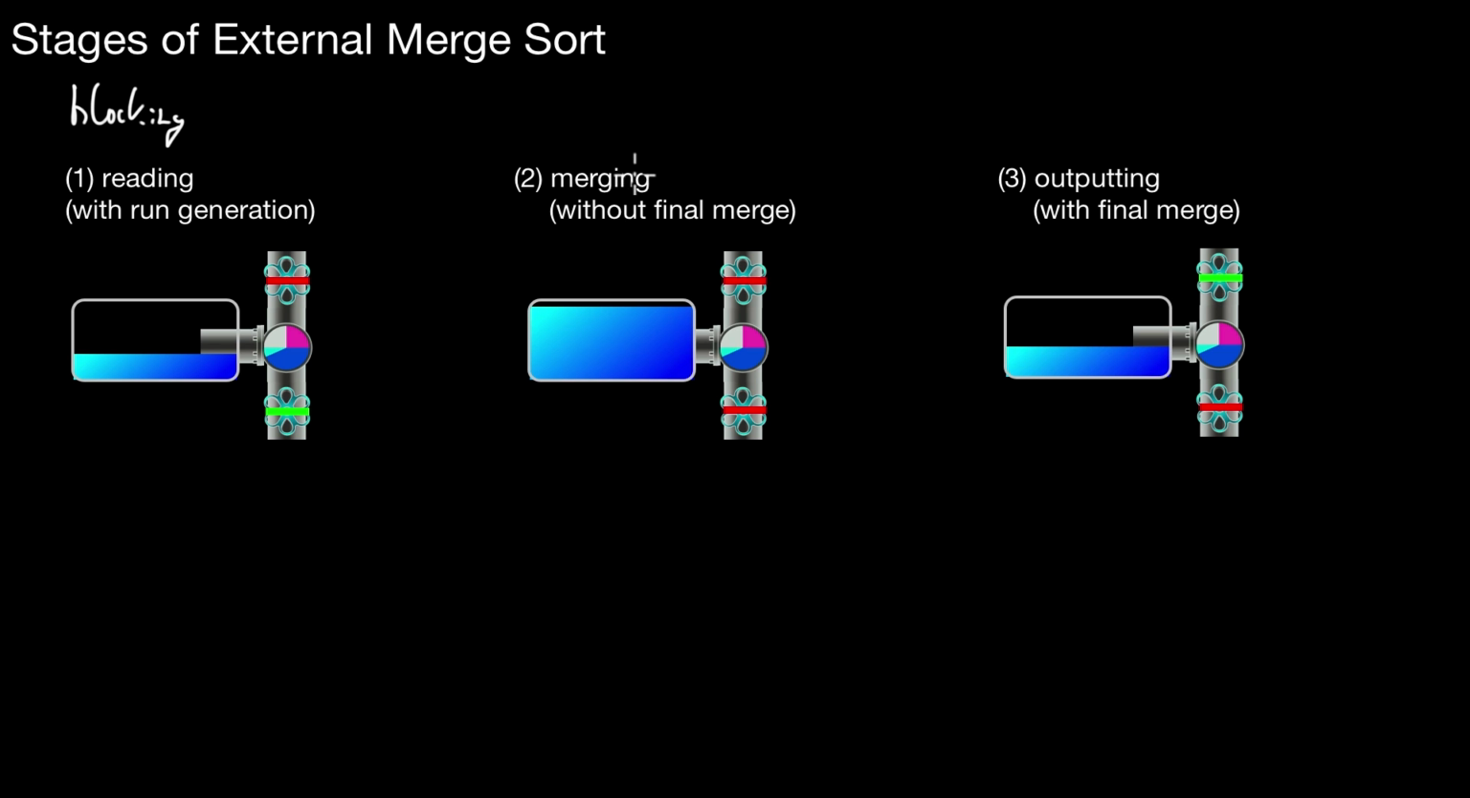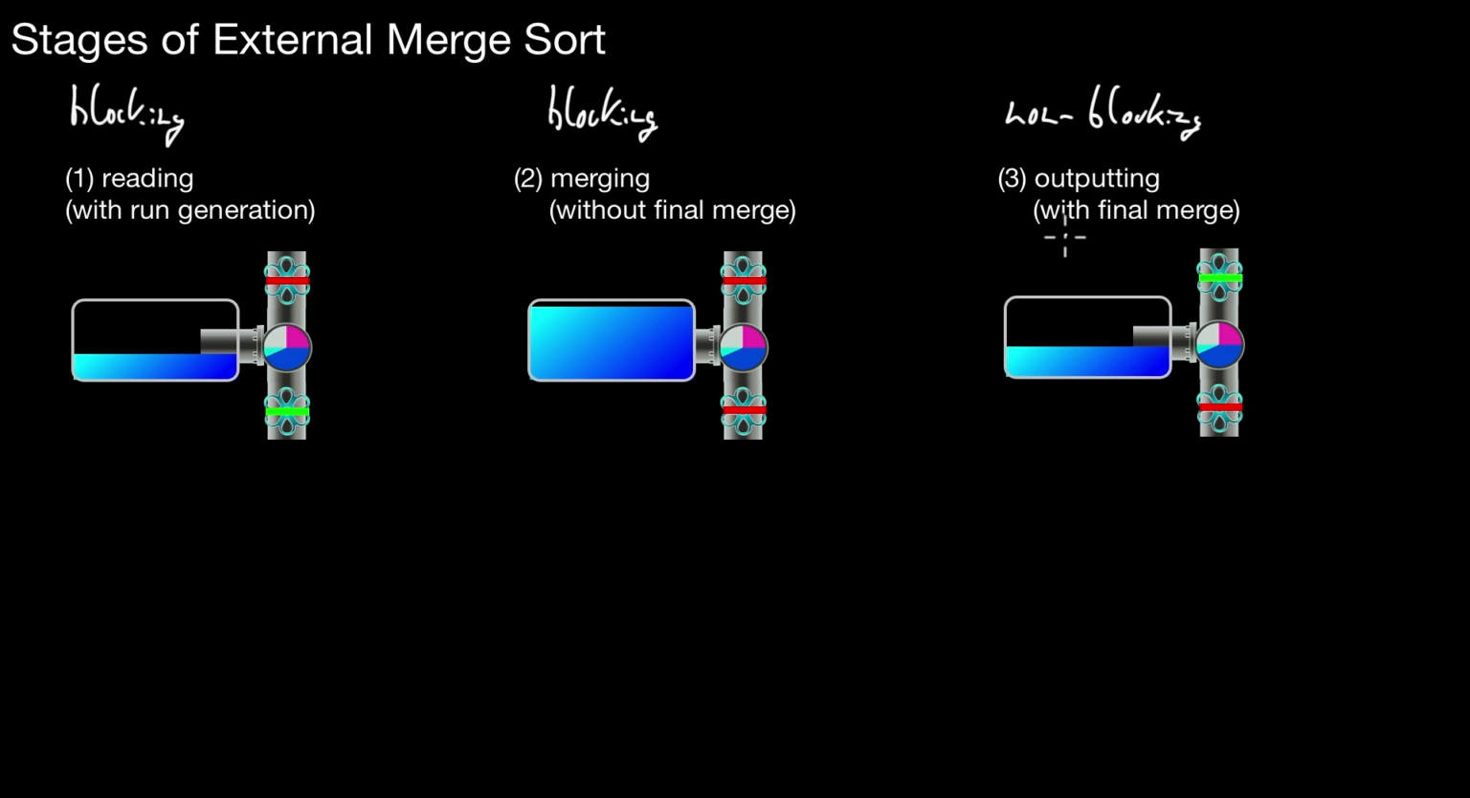Then there's the merge phases without the final merge though. So you keep on merging until you are able to execute the final merge. But while you're merging, while you're not in the final merge, you're blocking. Nothing is going to be produced by this algorithm. And then finally, once you are in the position to execute the final merge, then you are non-blocking.